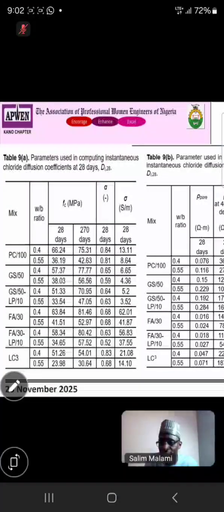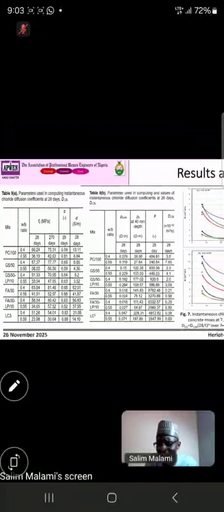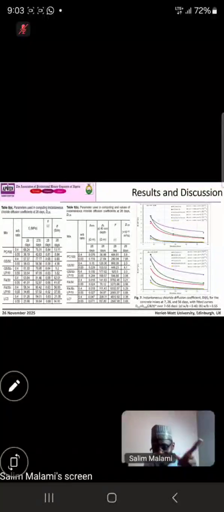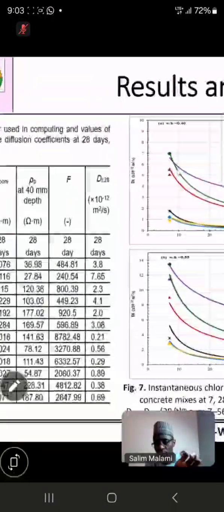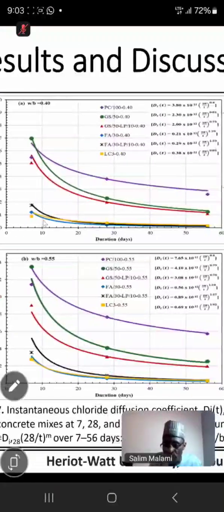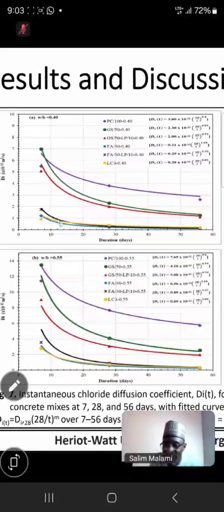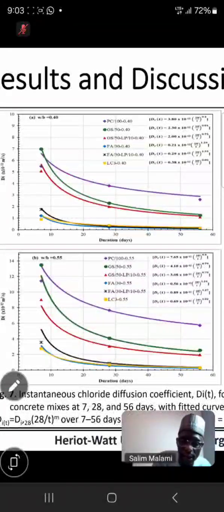If you can see, for this one, with this color, is it purple? It's for PC. It has higher, also when it has higher diffusion coefficient also. So C, LC3 and FA have the lowest also here. So this is the result for formation factor and instantaneous diffusion coefficient.